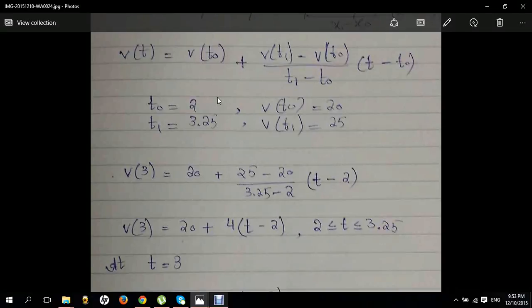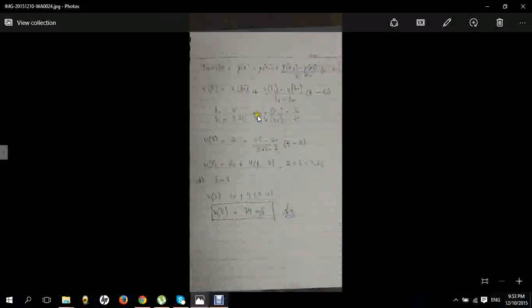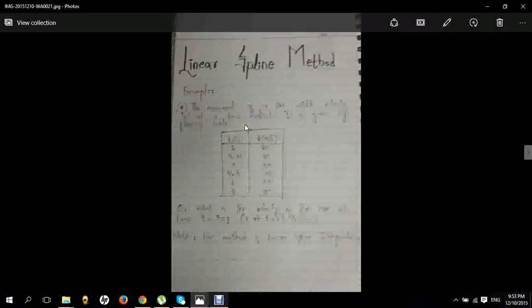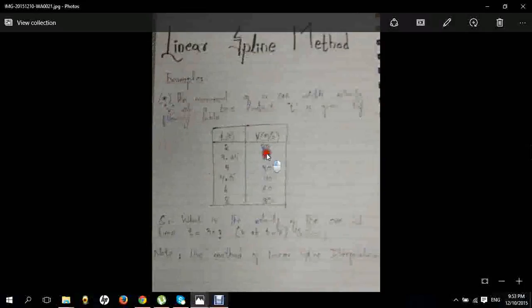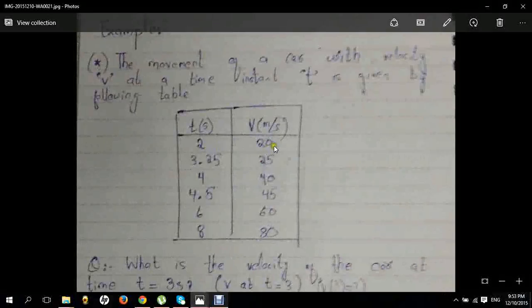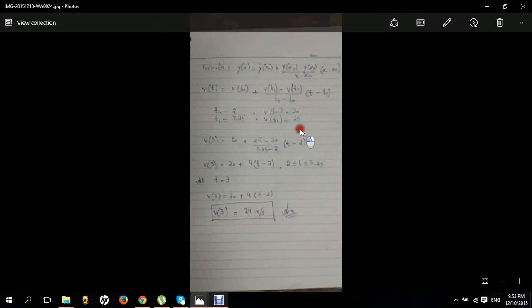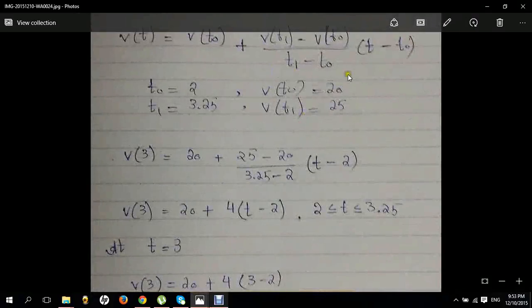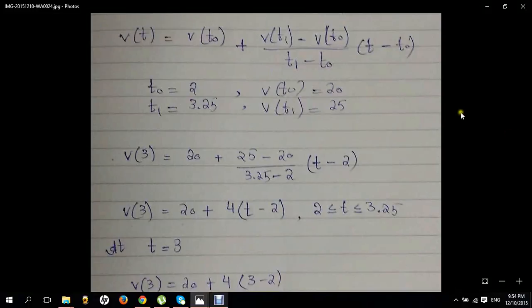Okay, now we have to evaluate v of t naught and v of t1, which is actually the velocity at 2 and the velocity at 3.25, which we have given here. At 2 the velocity is 20, and at 3.25 the velocity is 25. Okay, now we will just have to put these values into our formula.